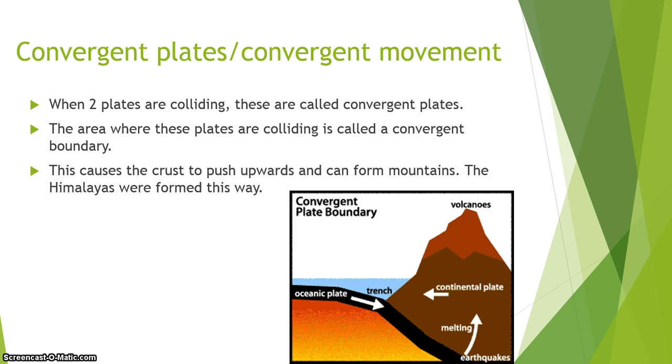If we look at this picture here, we can see that the oceanic plate is coming in and actually going down because it's been met by another plate from the right-hand side, and it's been forced up to form, in this case, a volcano, but it can cause mountains as well, as we just learned that the Himalayas were formed that way.